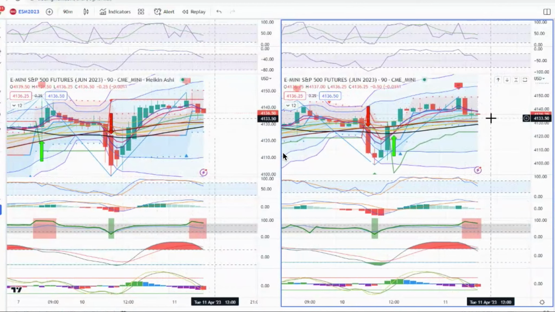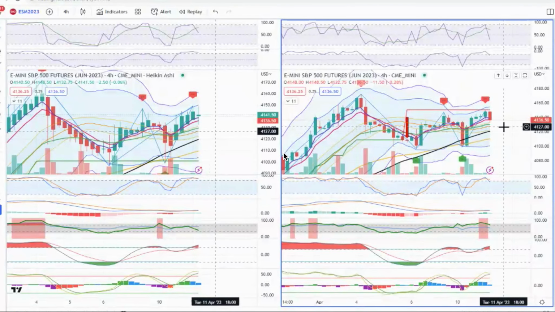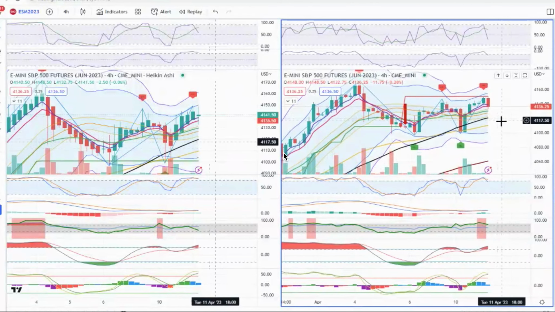So I think it should still come back into the mean right about here, and then probably we want to see it at 4130 and again 4128. Downside remains at 4100. 4100 has been acting as a pretty decent support for so long, and I think let's go here on the lower time frame.